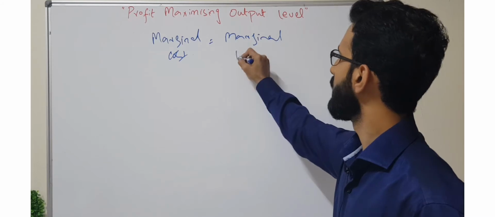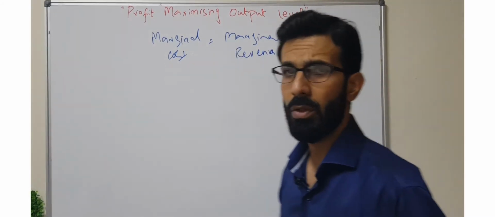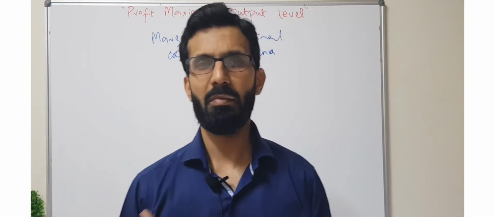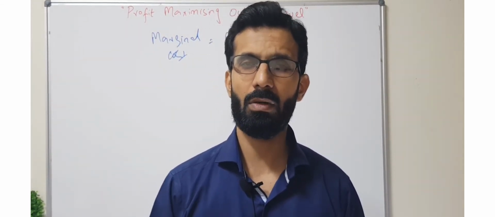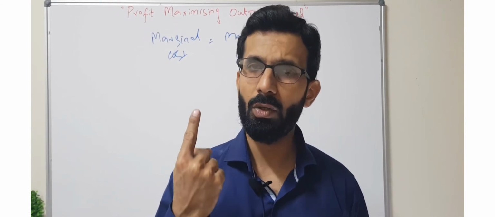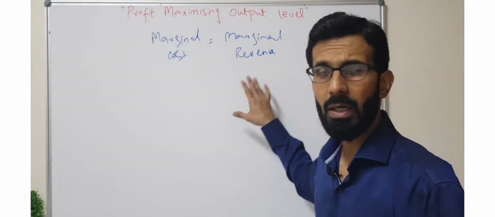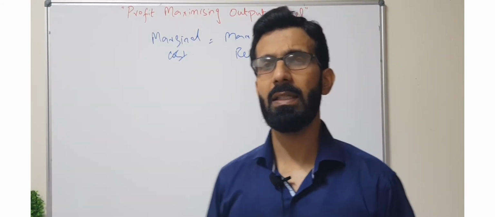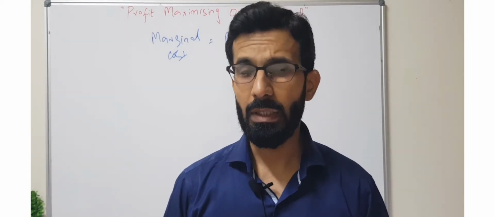Now the question is, what is marginal cost and what is marginal revenue? Marginal cost is incremental cost, or in other words variable cost, the additional cost that will be incurred to make one extra unit. And the same is the case with marginal revenue. Marginal revenue is the increase in revenue that will be generated by selling additional units.